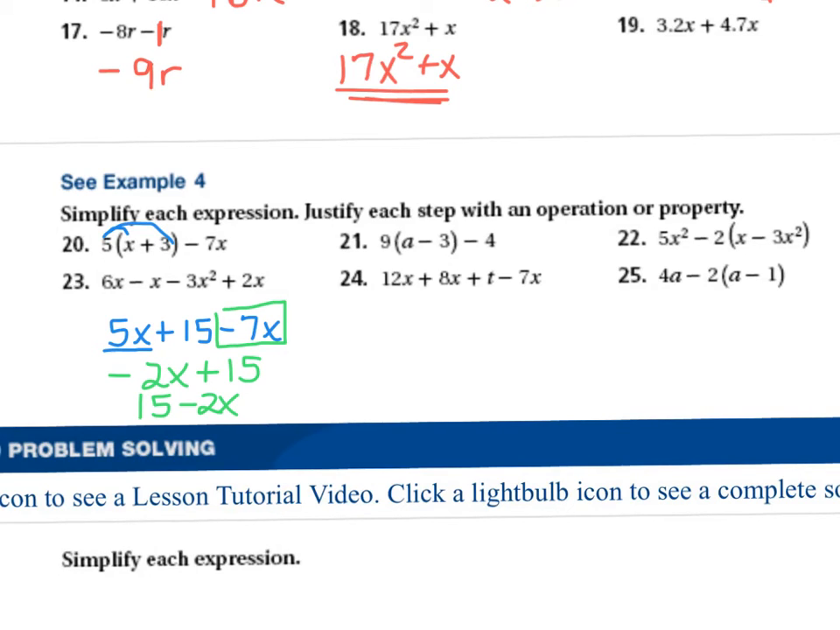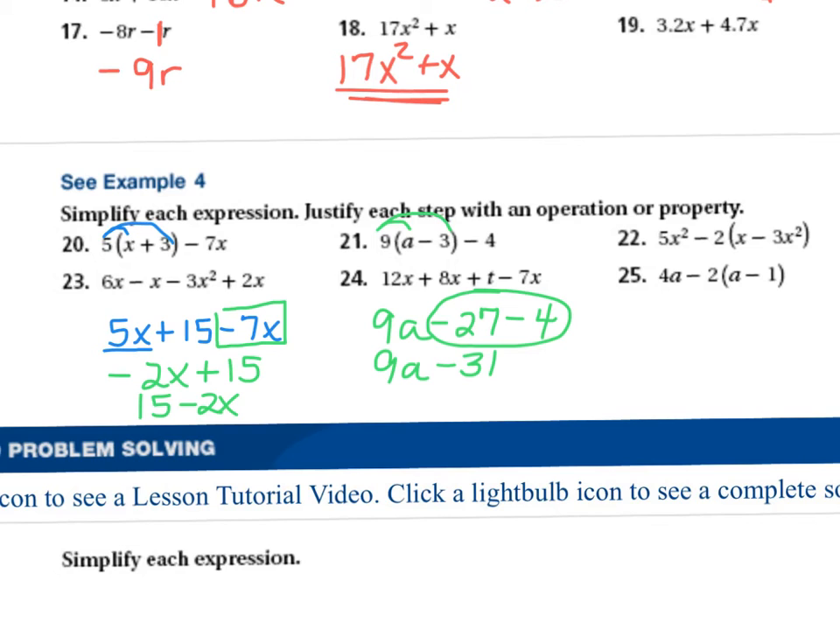Let me look at number 21 here. Again, distribute and combine like terms. That would be 9a minus 27. Again, we're multiplying across those parentheses. Minus 4 gives me 9a minus 31. So I do have some like terms here. And part of the practice here is getting used to what's a sign and what's an operation. Is that 27 being subtracted or is it negative? It's really interchangeable. It could be either one depending on the context of what you're thinking about.